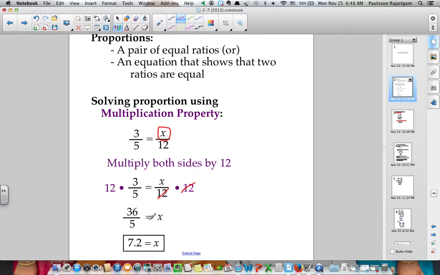Now keep in mind that you can only write the value of x in decimal form, because what you have here looks like a fraction, but it's a little deceptive because these are ratios and not fractions. So it'd be weird to write 7 and 1/5 here over 12. The best way to write the value of x is in decimal form.